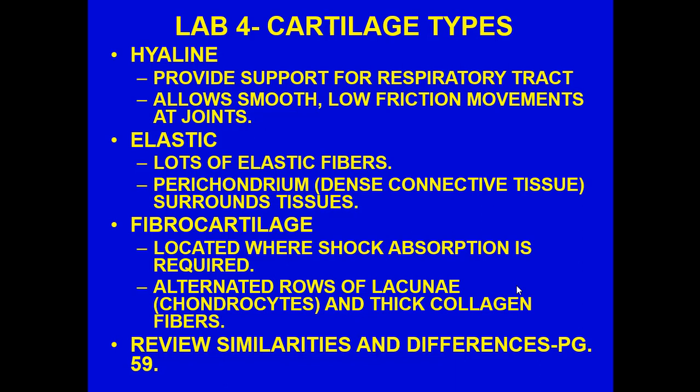Elastic cartilage contains a lot of elastic fibers, and you can kind of see them. They stain uniquely. They also have a perichondrium, which is the dense connective tissue surrounding these tissues to kind of hold them together and give them resiliency when they are being stretched, etc. Fibrocartilage is located where shock absorption is required. They have alternating rows of lacunae for the chondrocytes, as well as thick collagen fibers.